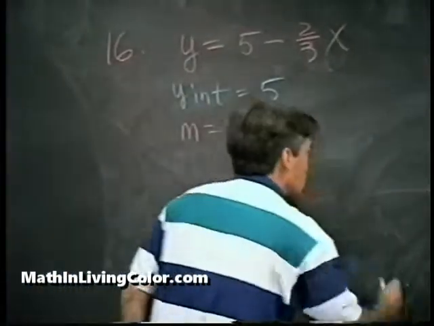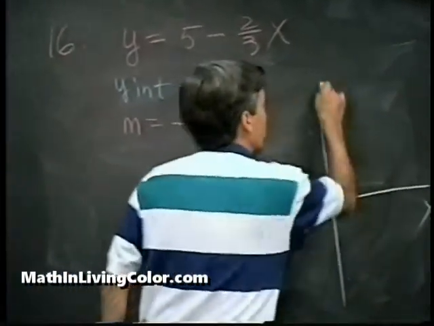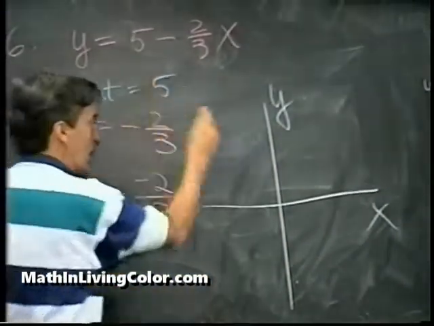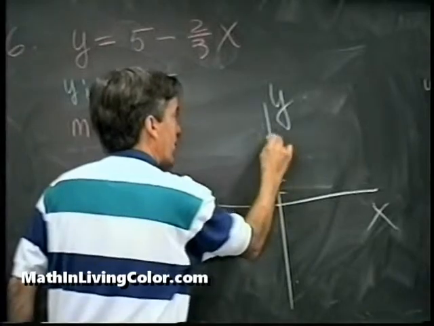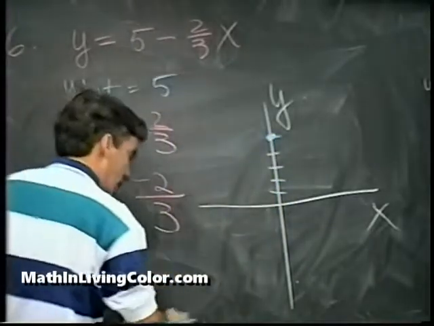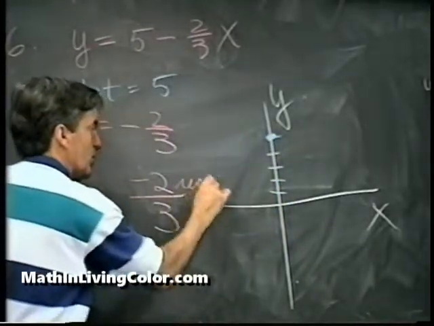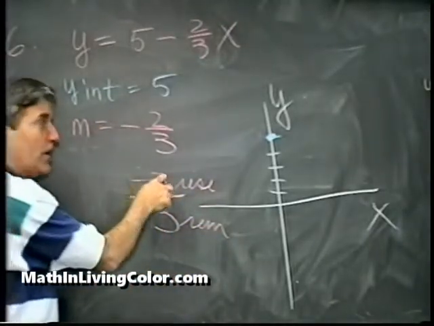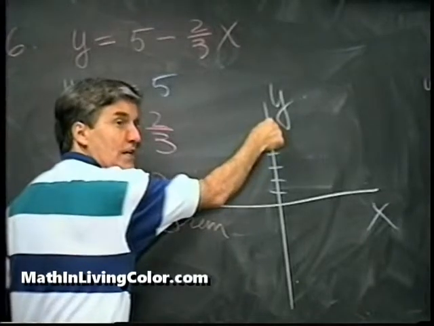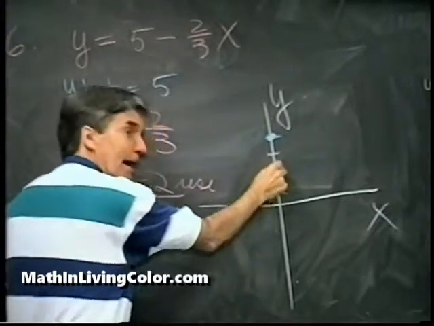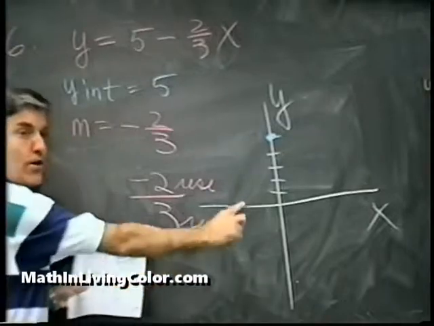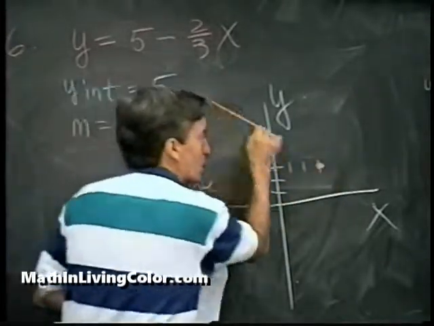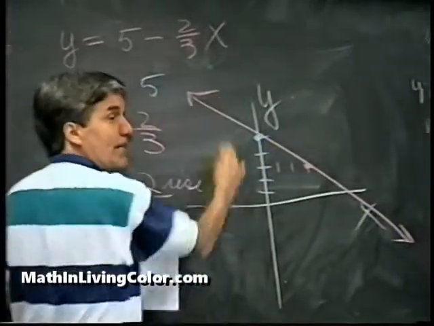Now draw the x and y axis. What do we start with? In every problem here, what do we start with? The 5. 1, 2, 3, 4, 5. Now, how are we going to do a rise of negative 2? Now think about that. A rise of negative 2 means down 2 and over 3. 1, 2, 3. There's your point, and there's your line. Just like that. See how easy that is?